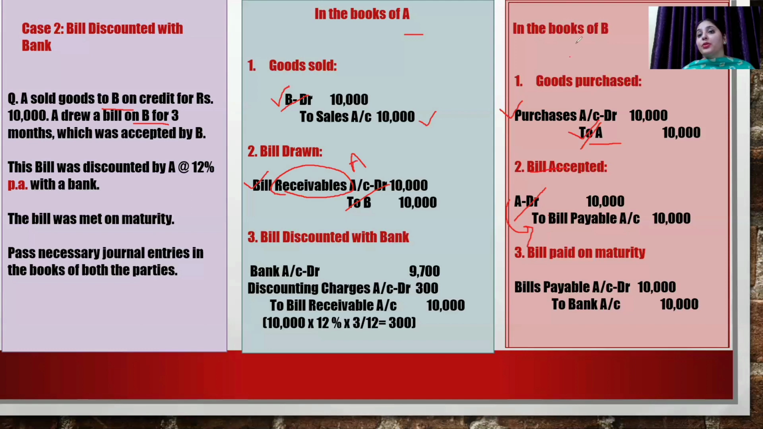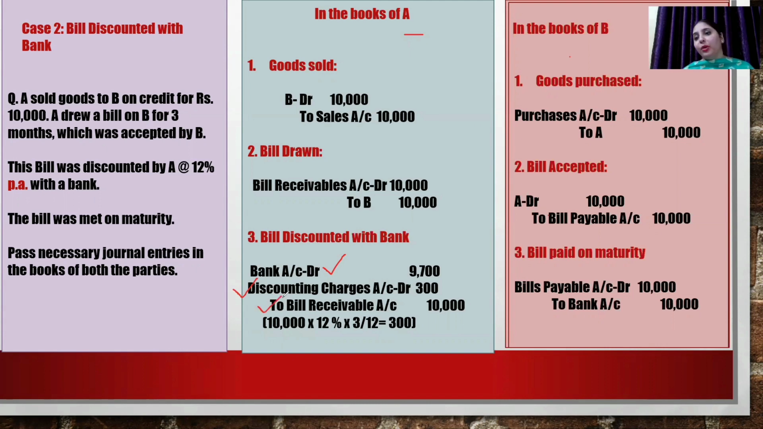Now entries in the books of B will not change in any of the cases. All 4 cases will have the same journal entries. But as discussed prior, entries will only change in the books of the holder. Holder is A, who is actually holding the bill. Now what A did, he went to the bank and got this bill discounted. So bank account debit. As he is not getting the full amount, a certain amount is being kept by the bank as charges. So that is an expense for A. So discounting charges account debit.